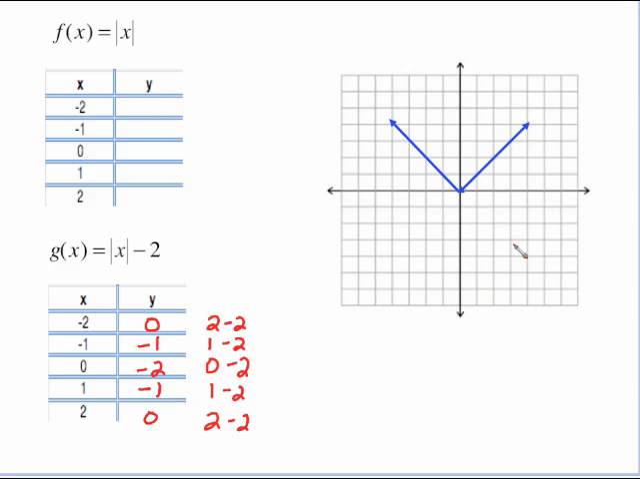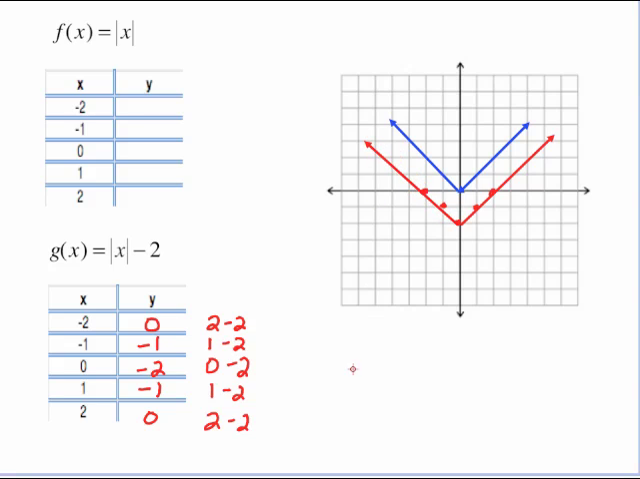And let's see what this looks like. Negative 2, 0 is right here. Negative 1, negative 1. 0, negative 2. 1, negative 1. 2, 0. And there you can see your V. That's not too bad.